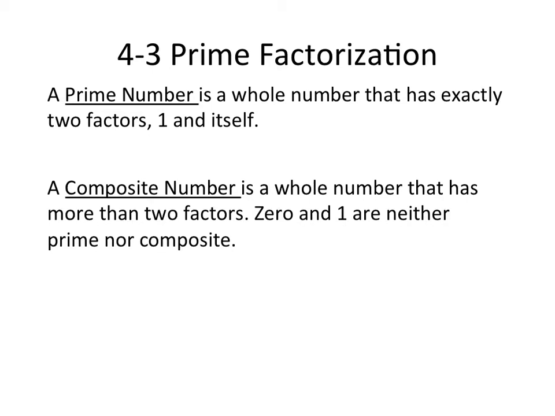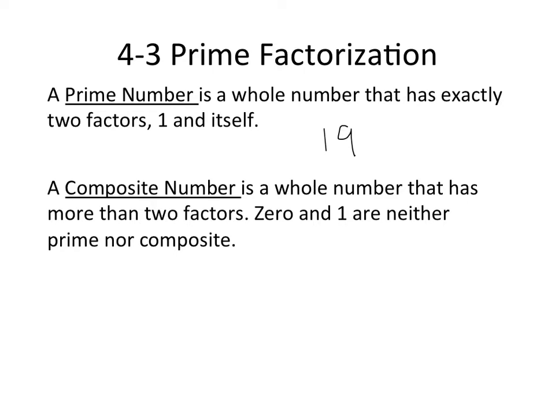The definition says a prime number is a whole number that has exactly two factors, one and itself. There's a whole list of them. I recommend that you memorize them. But for right now, an example of a prime number would be something as simple as 19. 19 has no other numbers that we can divide it by. And so 1 and 19 are the only factors that it has.